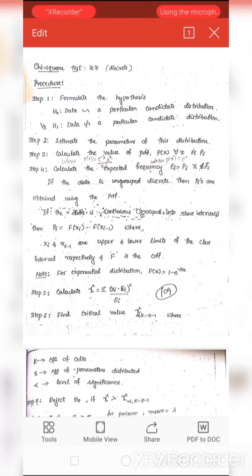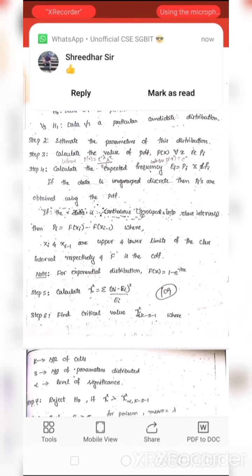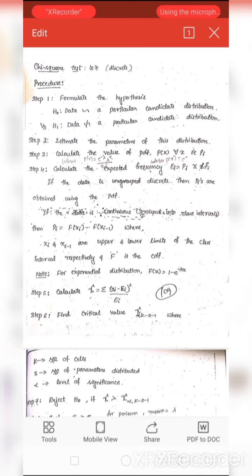If the data is discrete, then Pi are obtained using the PDF. If the data is continuous, that is grouped into class intervals, then Pi can be found by F of xi minus F of xi minus 1, where xi and xi minus 1 are the upper and lower limits of the class intervals respectively, and F is the CDF. Note, for the exponential distribution, F of x is given as 1 minus e raised to minus lambda x.